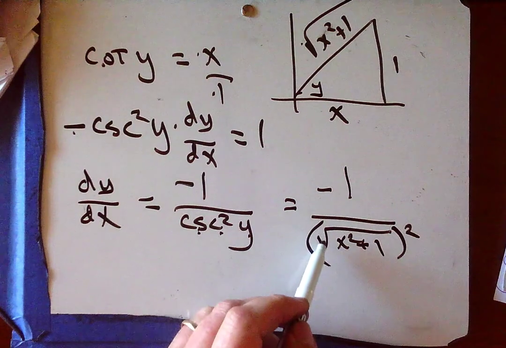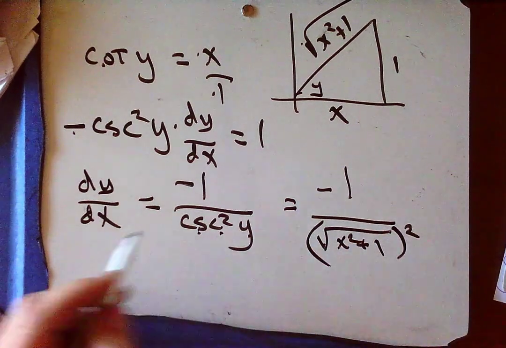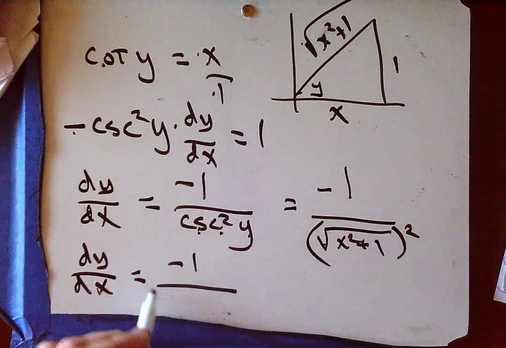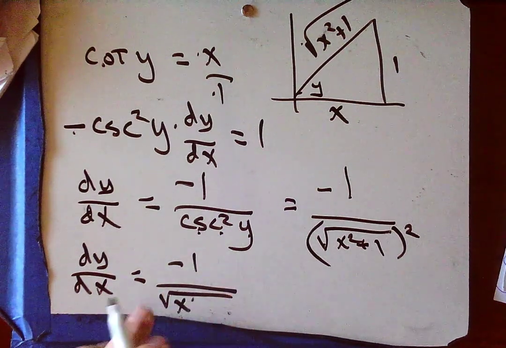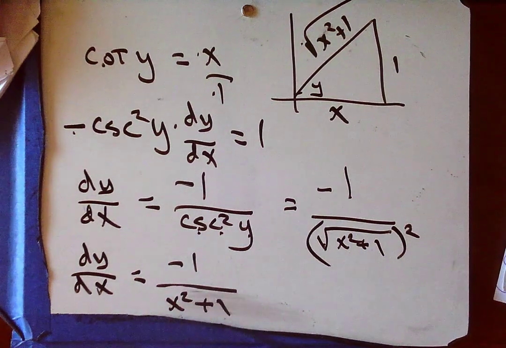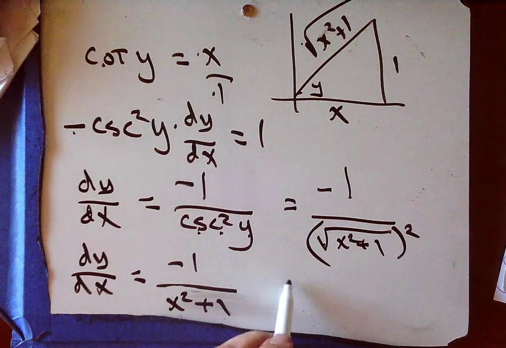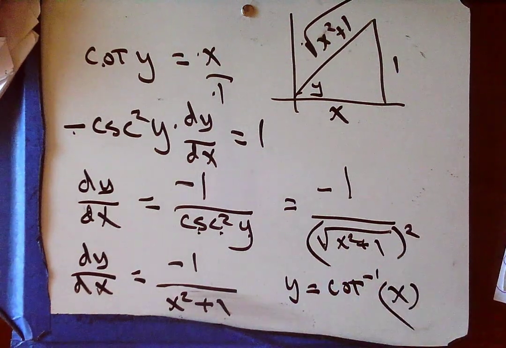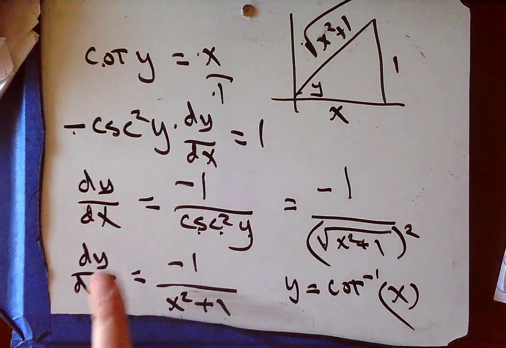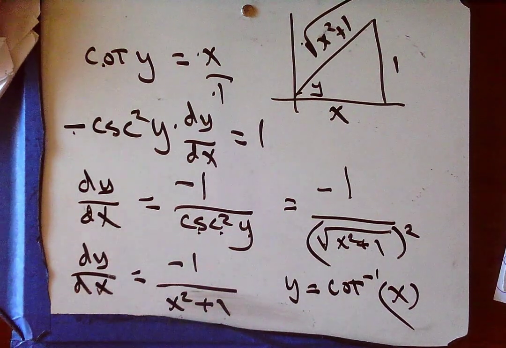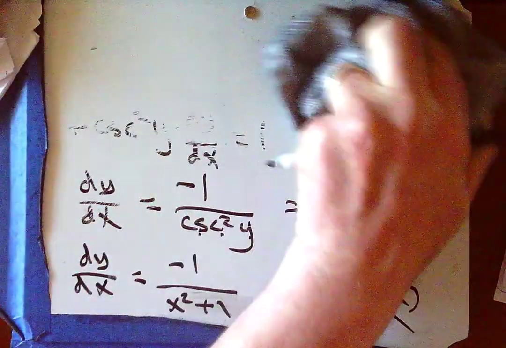Okay? And so square root and squaring will undo each other. And so I get dy dx equals -1 over square root. Oop, no, we got rid of the square root. Over x squared plus 1. Okay? That's the derivative of y equals cotangent inverse x. Any relationship to the inverse tangent derivative? Okay. Let's see what's next.